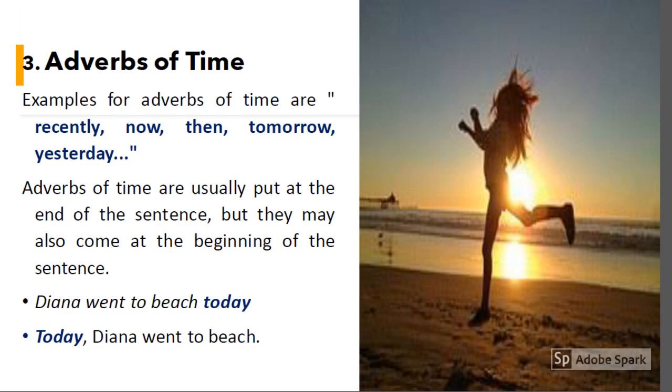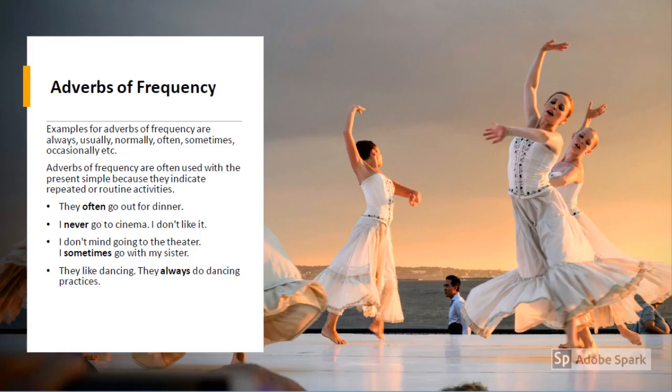Adverbs of time. Examples for adverbs of time are recently, now, then, tomorrow, yesterday. Dinah went to the beach today. When did Dinah go to the beach? Today. So the adverb today indicates when Dinah went to the beach. Adverbs of time are usually put at the end of the sentence, but they may also come at the beginning of the sentence too. Example, today Dinah went to the beach.